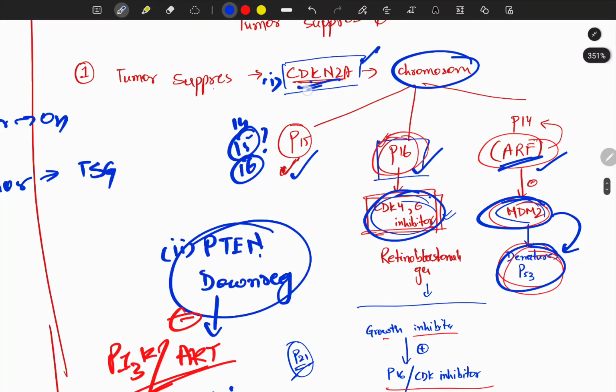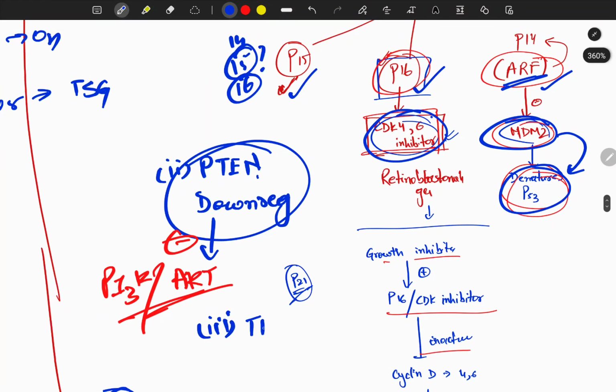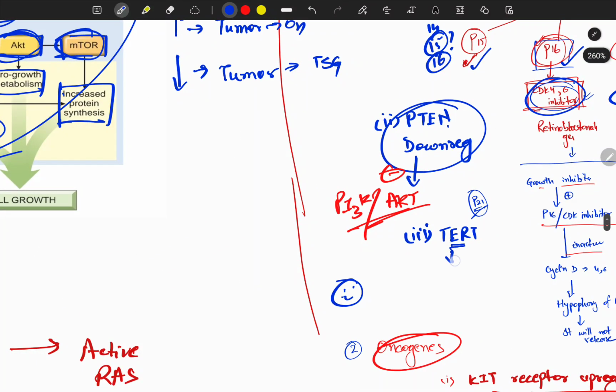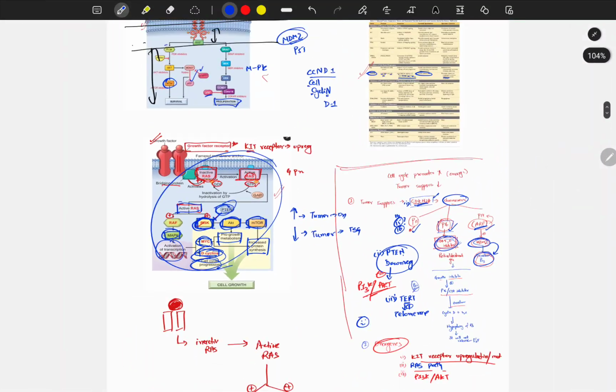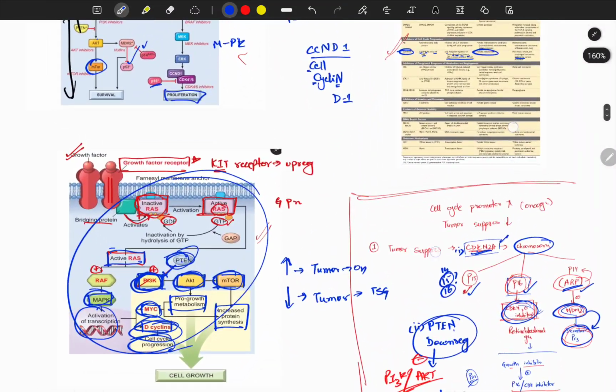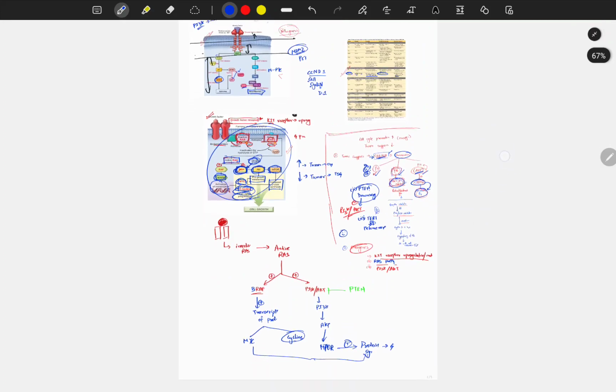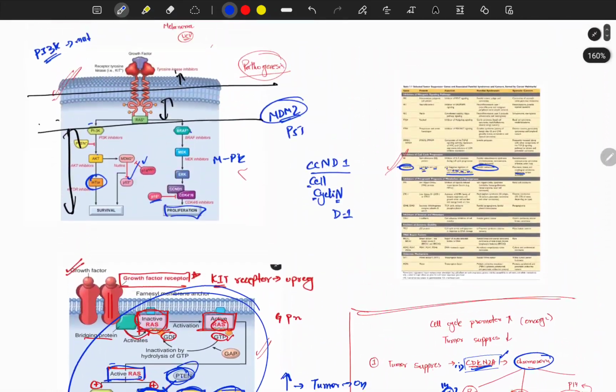I said one is CDKN2A, PTEN, and one more is a third gene. What is the third gene? Basically, it encodes for your telomerase. And if your third gene is again inhibited or something happens to it, you're in trouble. So basically that's it, Ray. Not much. Thank you.